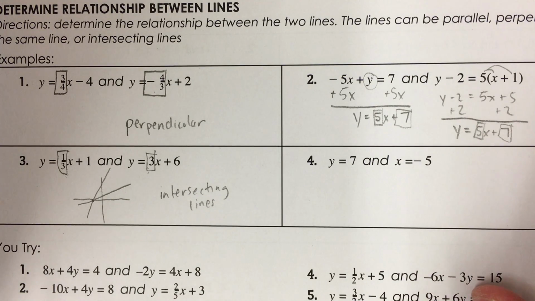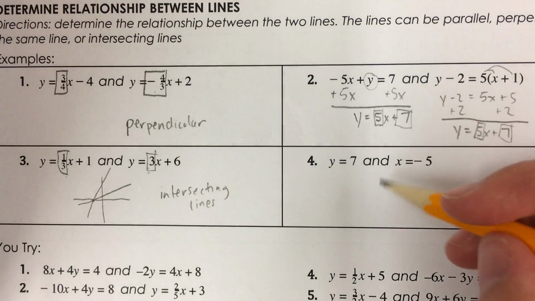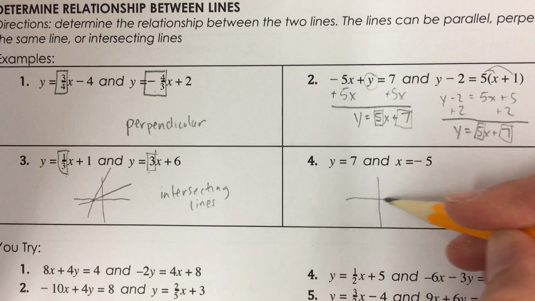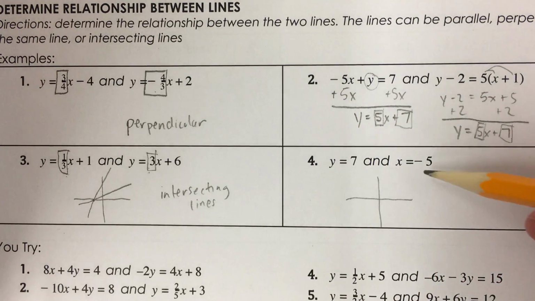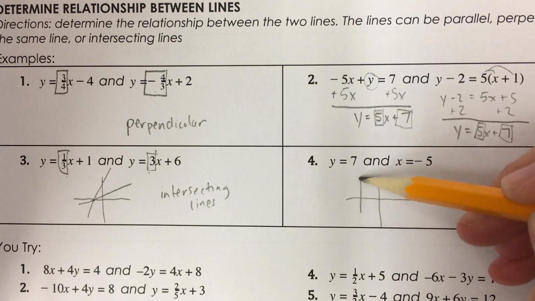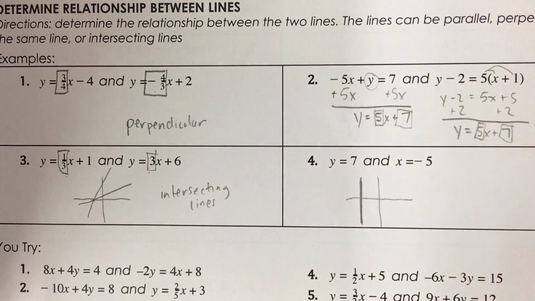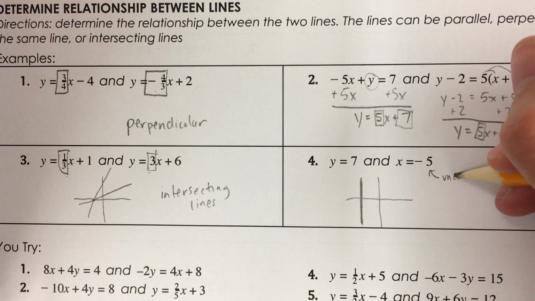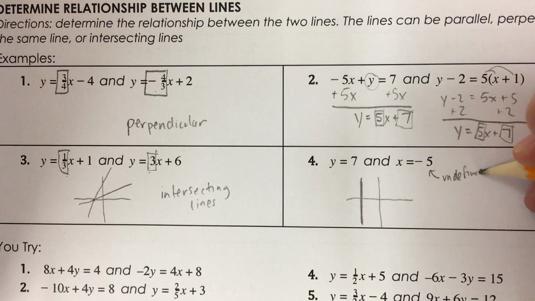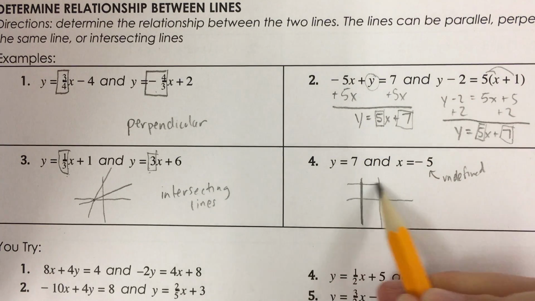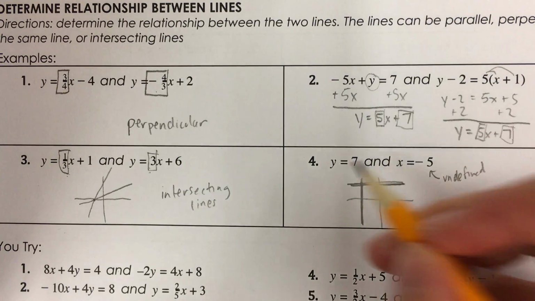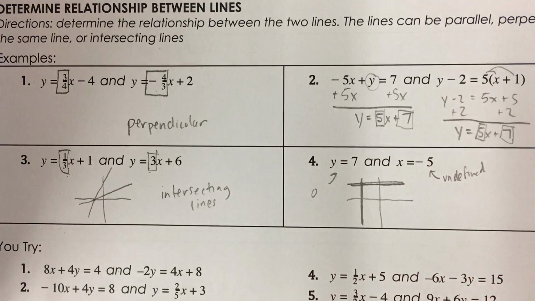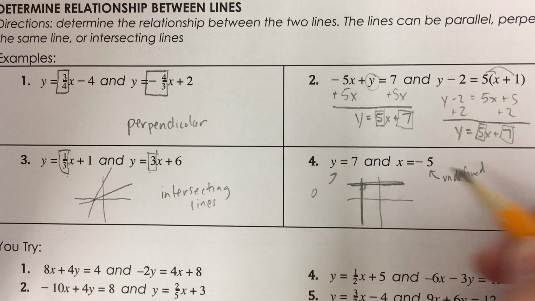How about these? y equals 7 and x equals -5. Let's just sketch these on a graph. Remember, x equals -5 looks like this. It's a vertical line, right? And the slope of that vertical line is undefined. And y equals 7 looks something like this. Okay, the slope of that line is 0. And we can see that these intersect at a right angle, and these are perpendicular.